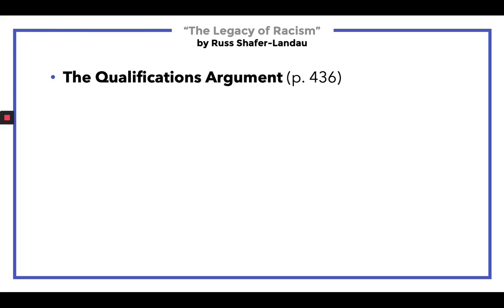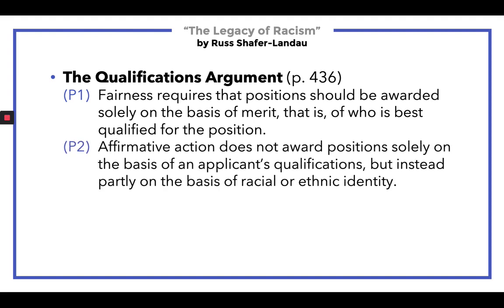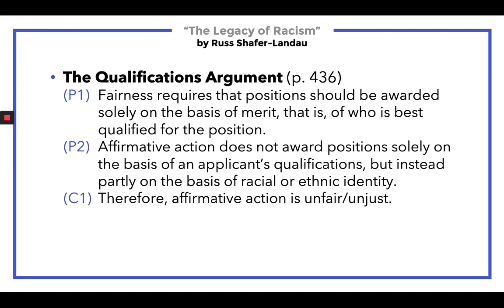Let's turn now to the qualifications argument. So this is going to be another argument against affirmative action. Here's premise 1 of that argument. Fairness requires that positions should be awarded solely on the basis of merit, that is, of who is best qualified for the position. Premise 2 says affirmative action does not do this, right? It doesn't award positions solely on the basis of an applicant's qualifications. Instead, it awards them on the basis of their racial or ethnic identity. And so the conclusion is that affirmative action is unfair or unjust.